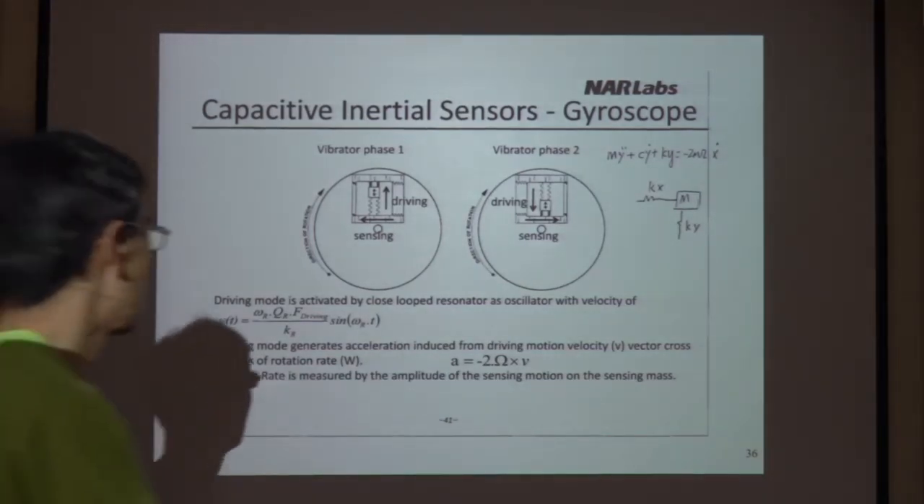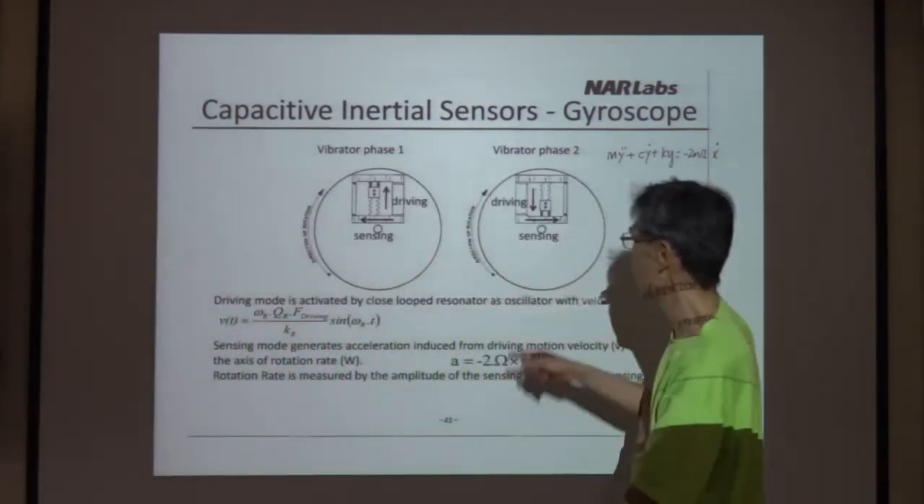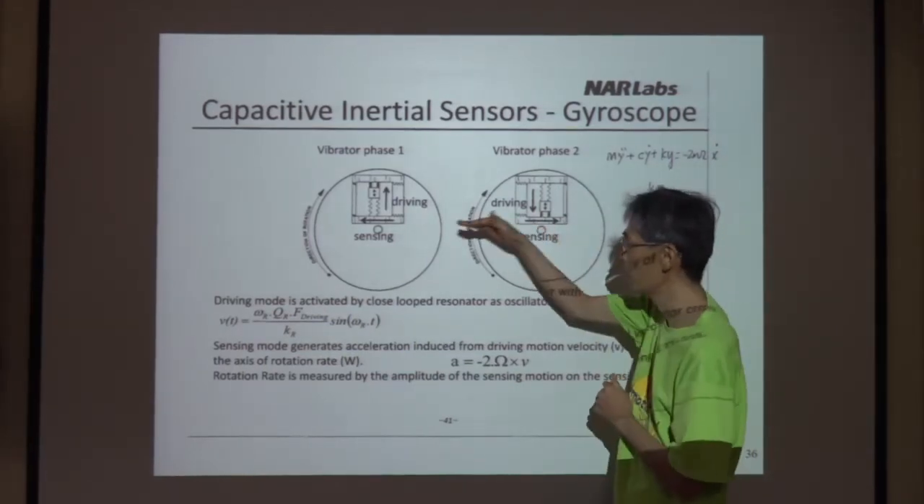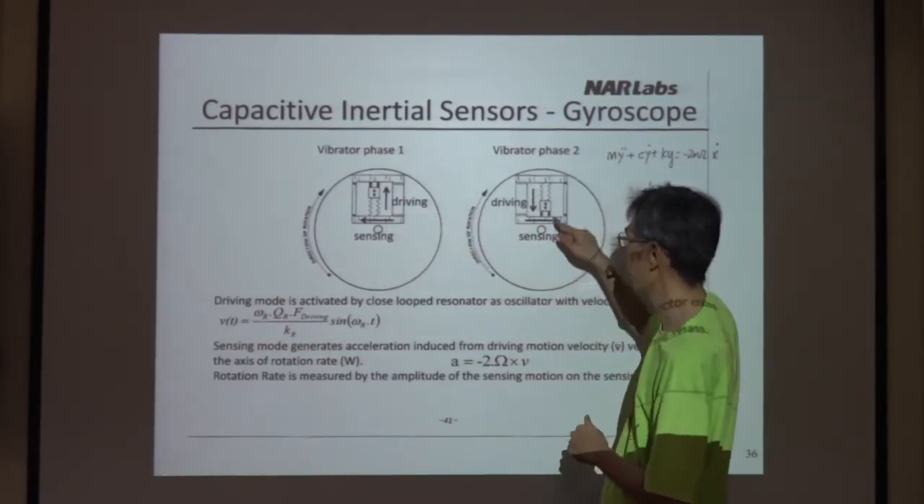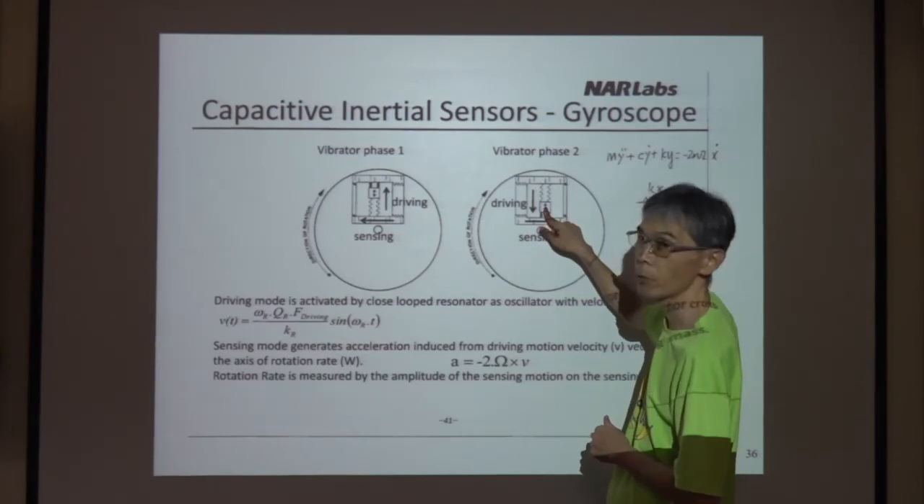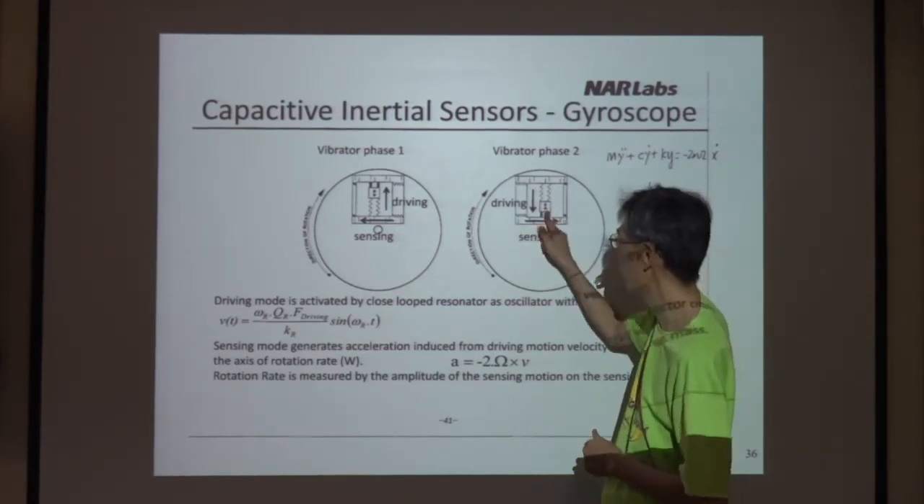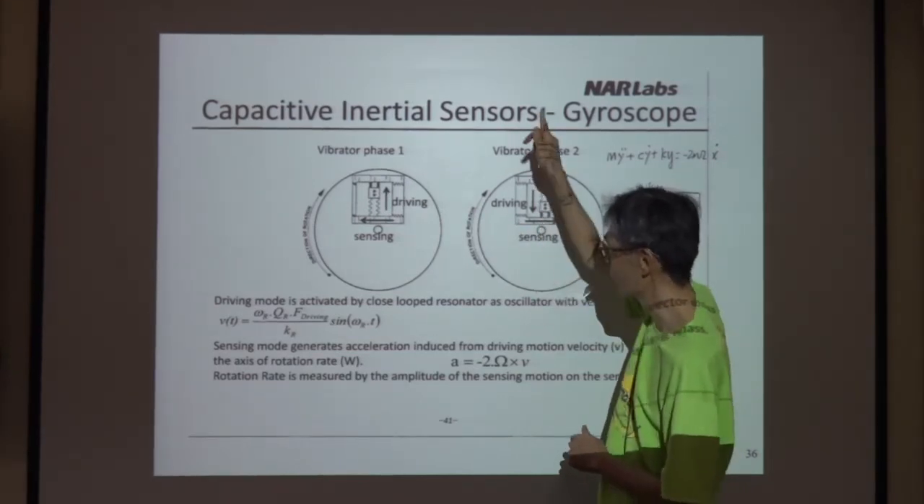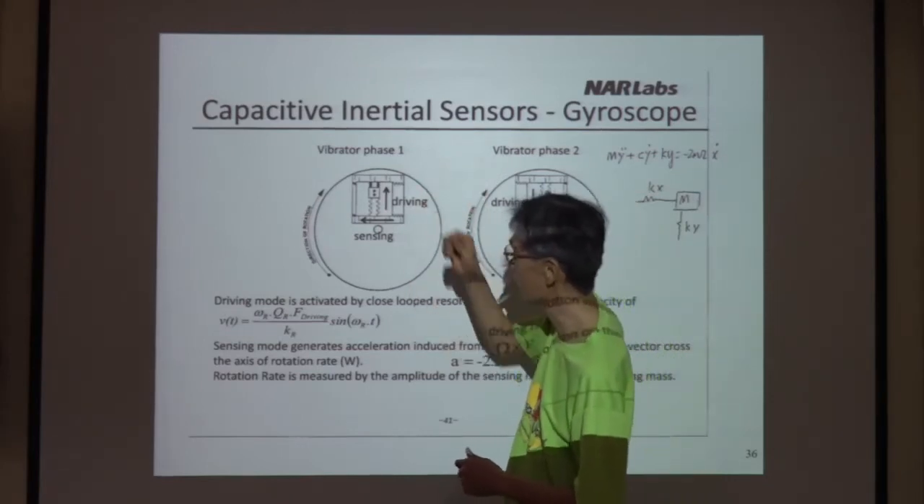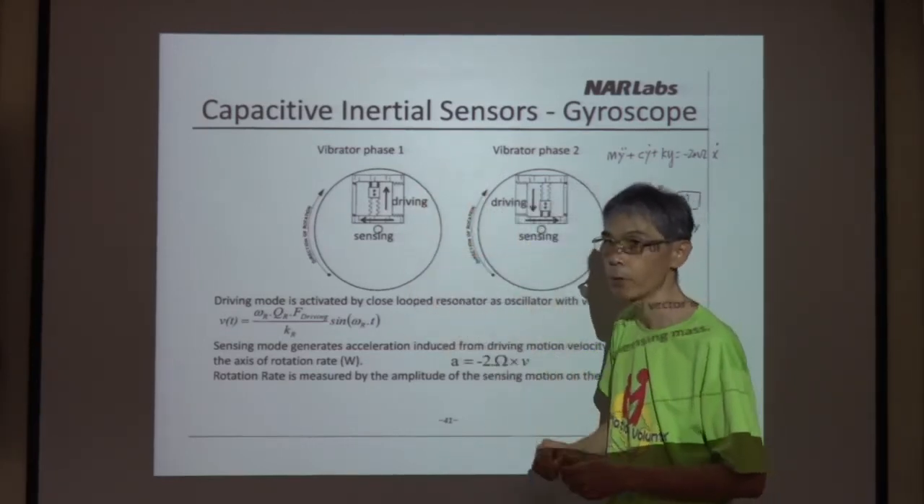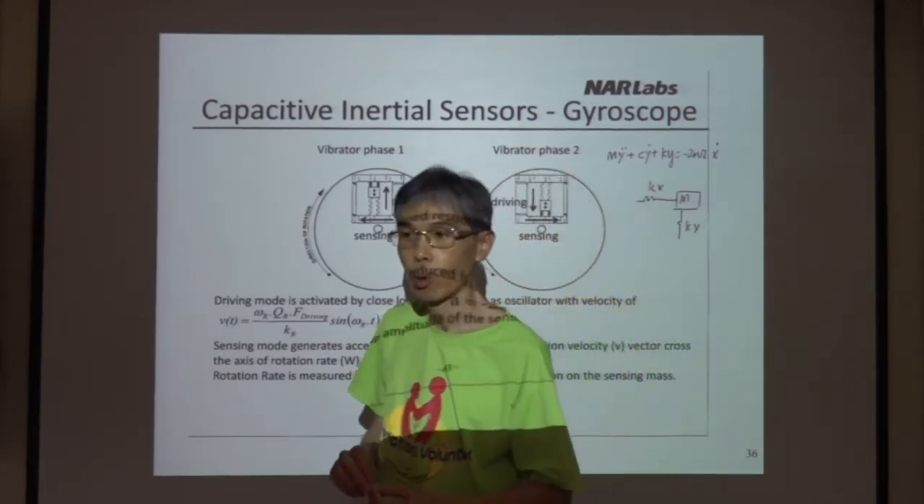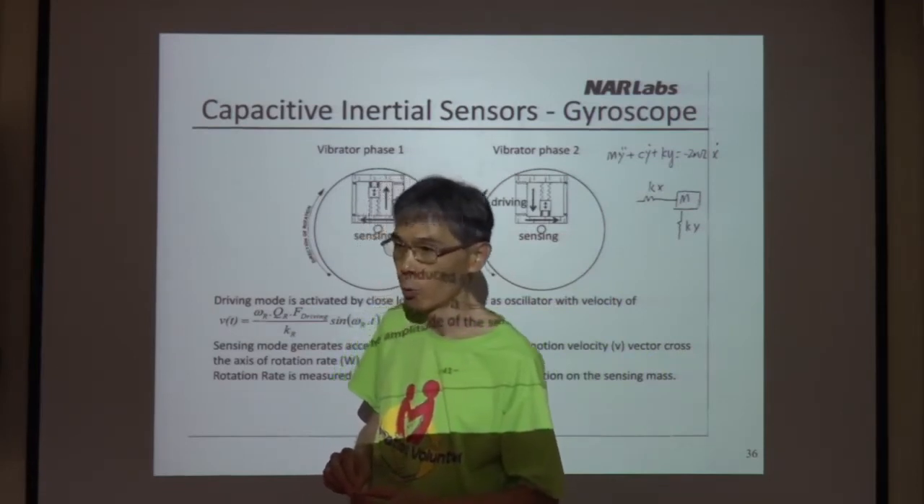So this one is vibration, and this one, because of the Coriolis force, will go down, up, down, up, down, up. So this is the principle we use for the gyroscope in total.